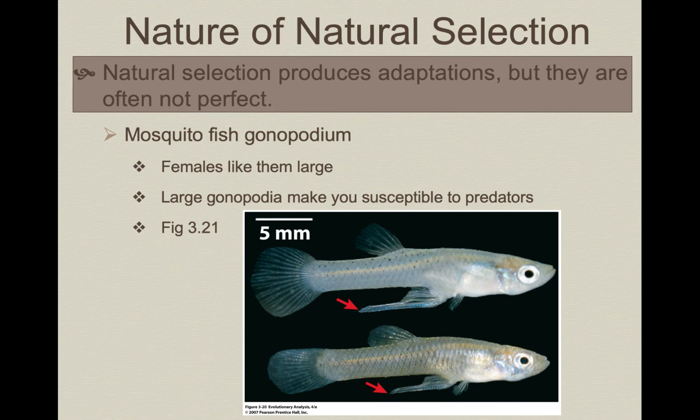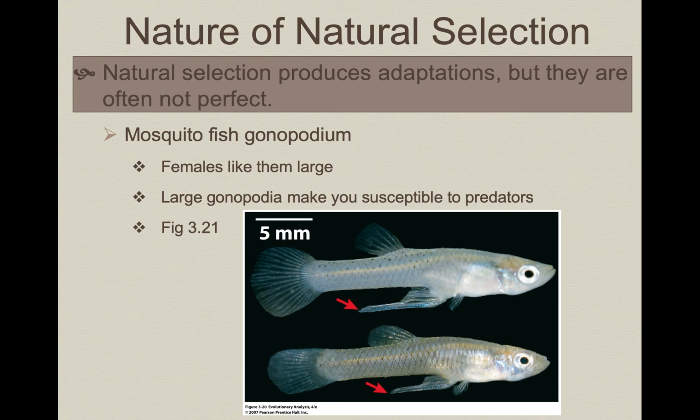So a good example of that is in mosquito fish. The gonopodium is used by males for fertilizing females, and this is a sexually selected trait: females preferentially choose to mate with males with a large gonopodium. So they have high reproductive success. However, a large gonopodium also makes them more susceptible to predators, so they actually have a higher probability of depredation.